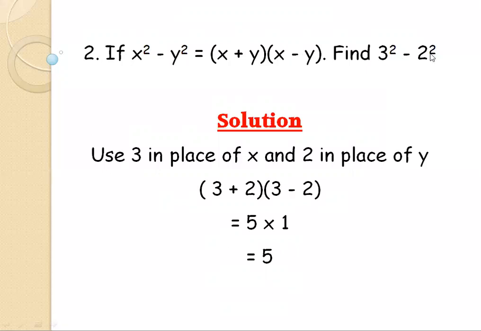So what this tells me is that I'm going to be using my 3 in place of x. Anywhere I see x, I'm going to put in 3. And anywhere I see y, I'm going to put in 2. Do we understand that? So use 3 in place of x and 2 in place of y. So I'm going to put 3 and 2 into this equation. So that will give me 3 plus 2 in brackets, 3 minus 2 in brackets. 3 plus 2 is 5. 3 minus 2 is 1. 5 times 1 is 5. And that is your answer.